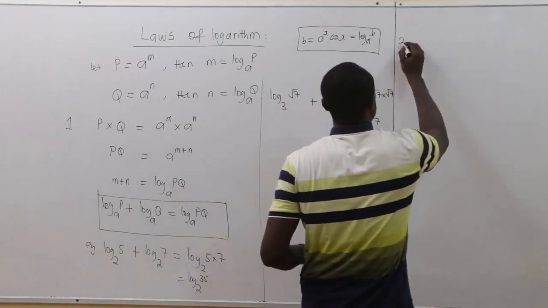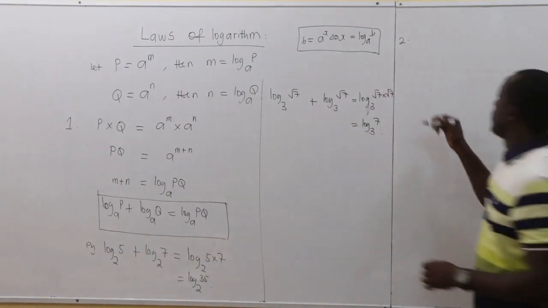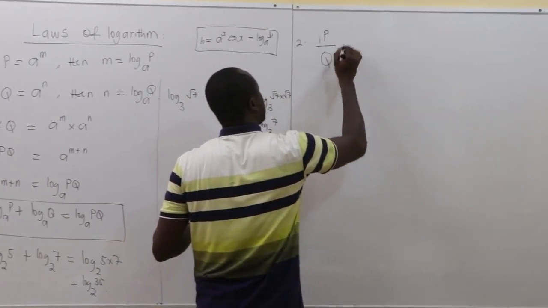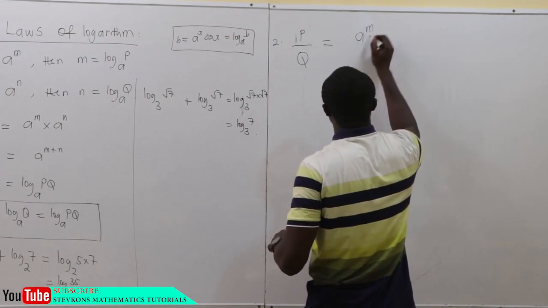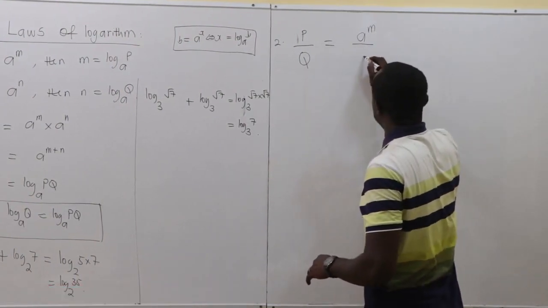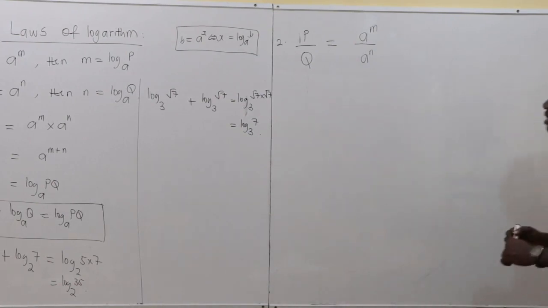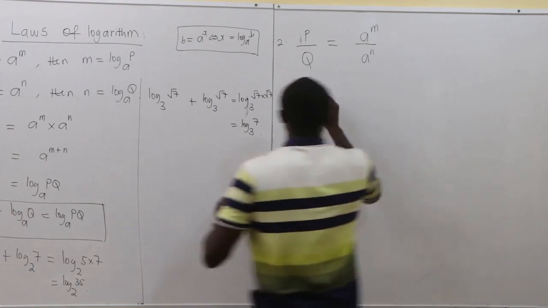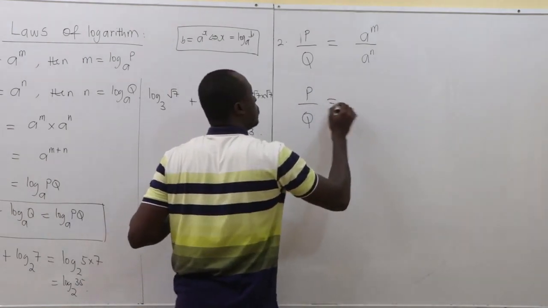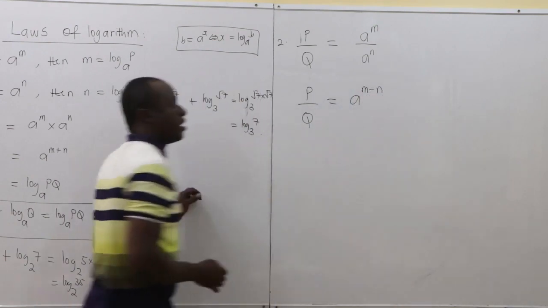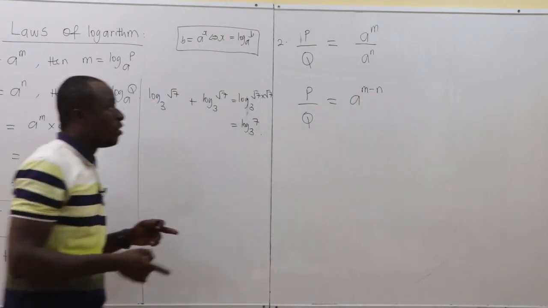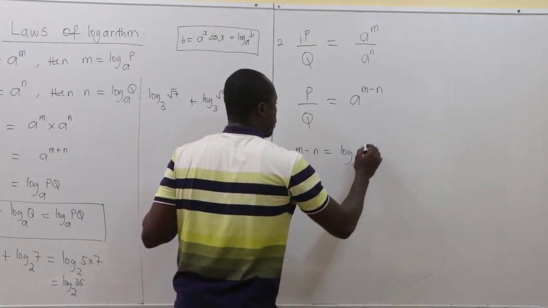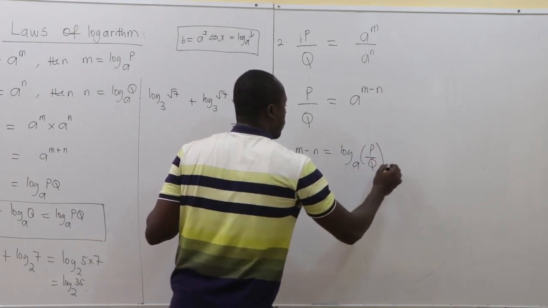Now let's consider the second law. So for our second law, we have P divided by Q. Now what is our P? Our P is A to the power M. What is our Q? Our Q is A to the power N. Now you know when the bases are the same and we are dividing, we subtract the exponents. So we have P over Q to be equal to A to the power M minus N. And from our definition of logarithm, clearly M minus N is equal to log A of P over Q.